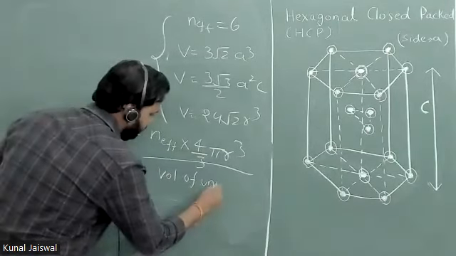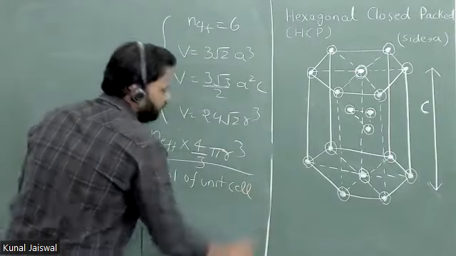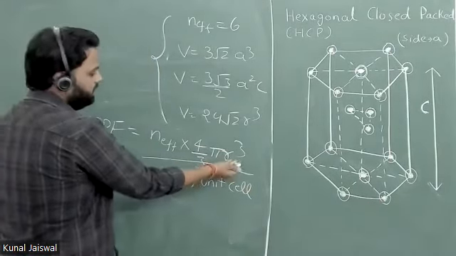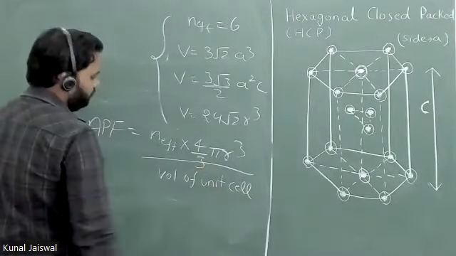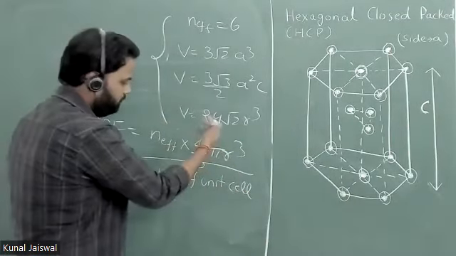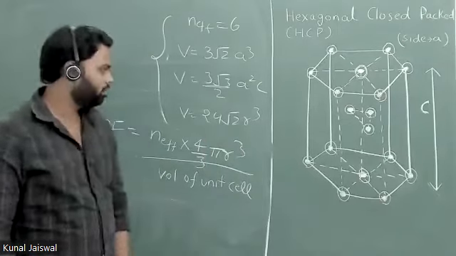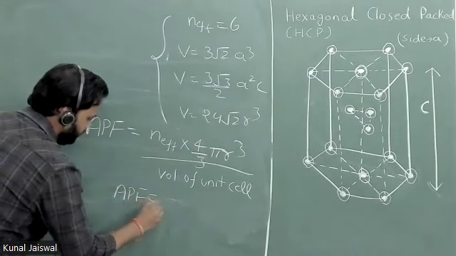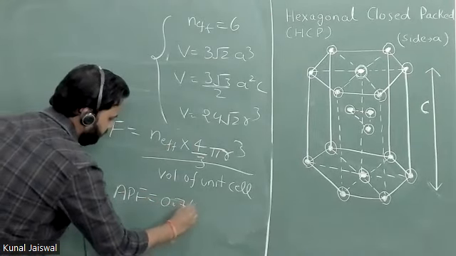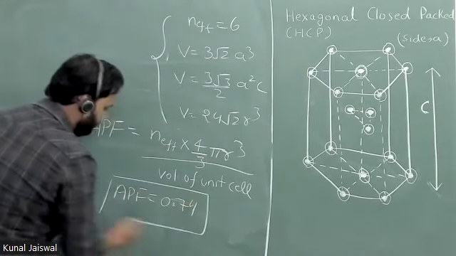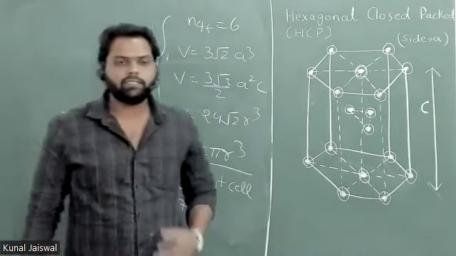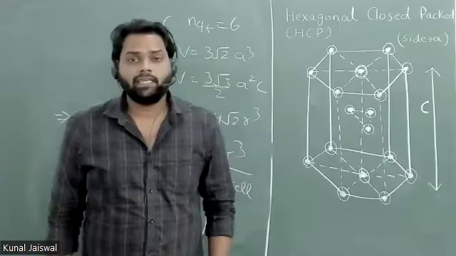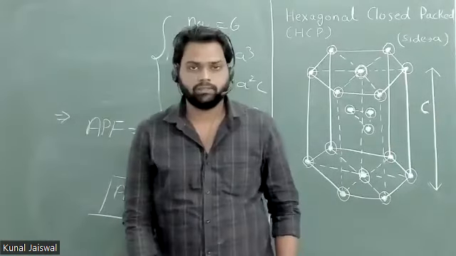Volume of unit cell. Just put all the values and find out, everyone. Change R in terms of A or whatever you want to do, which means numerator and denominator will cancel out. When you solve this, you will get the atomic packing fraction as 0.74, or in terms of percentage, 74%. That means it is a tightly packed structure.